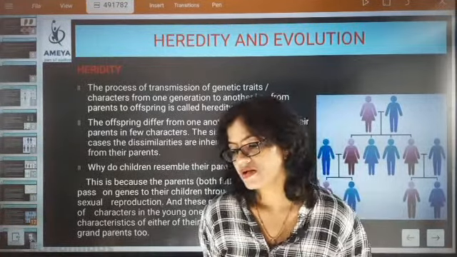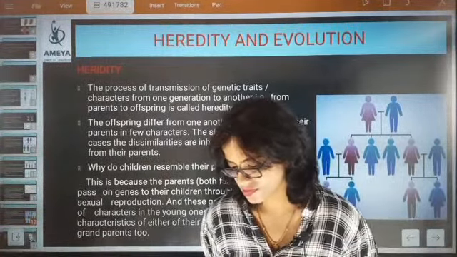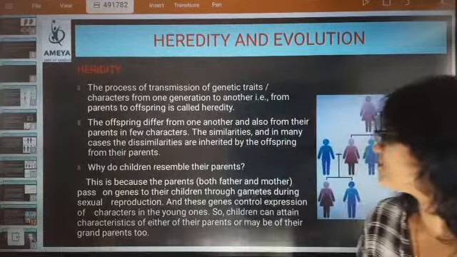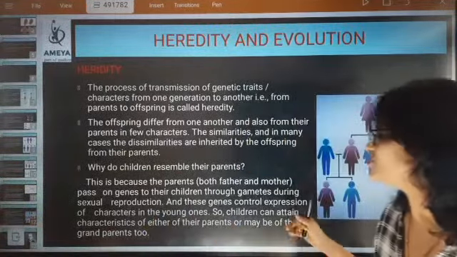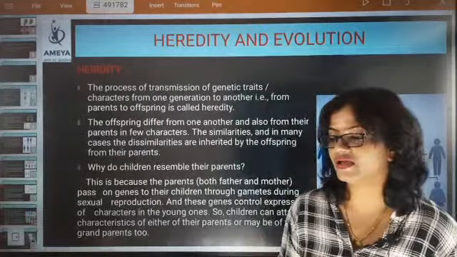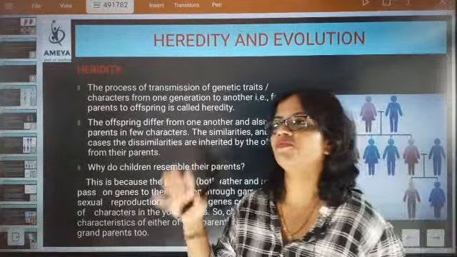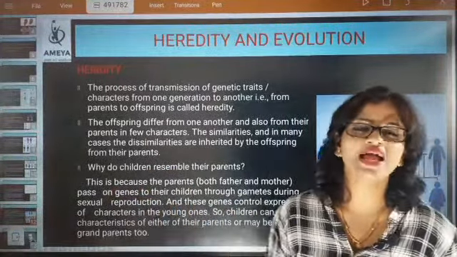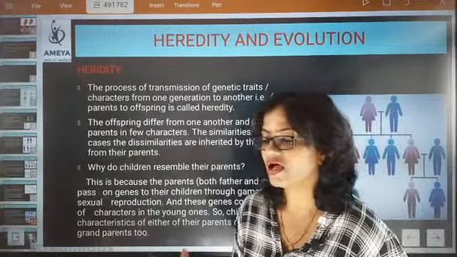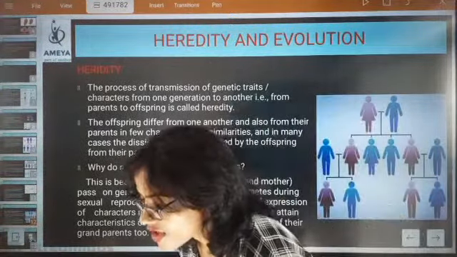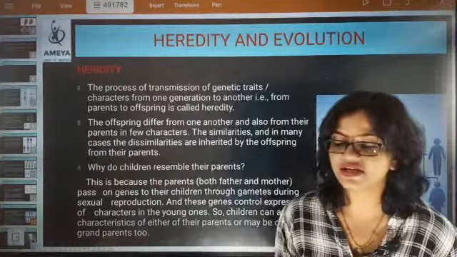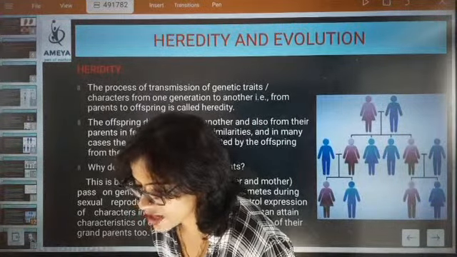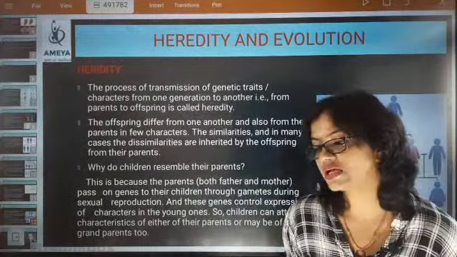DNA copying. This is because the parents, both father and mother, pass on genes to their children. We have a habit of saying that we are individuals, not a part of anyone, but that is untrue. The reason is that children have DNA copies of both parents. So similarities of traits or characters are passed to progeny during reproduction.